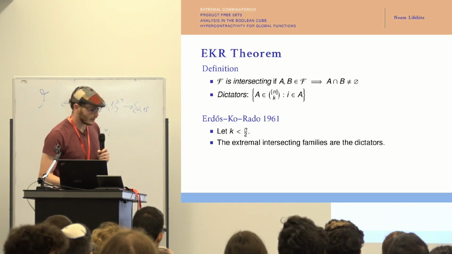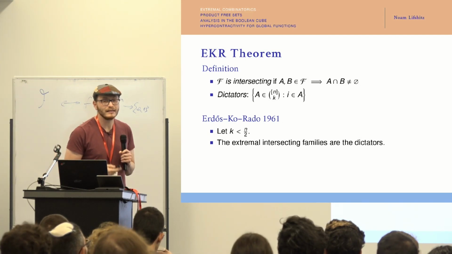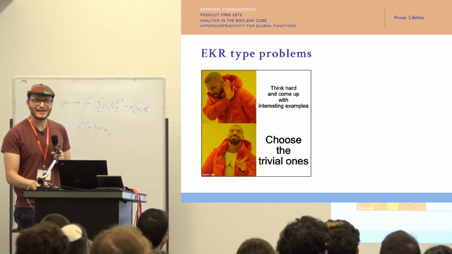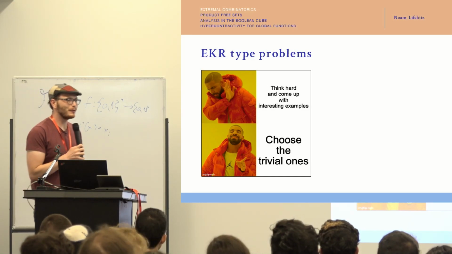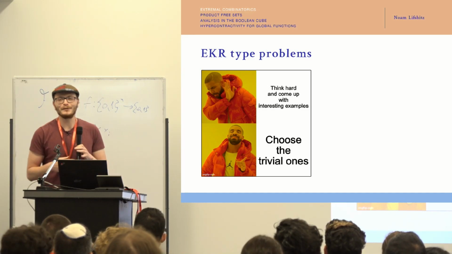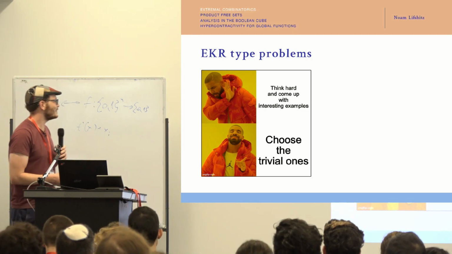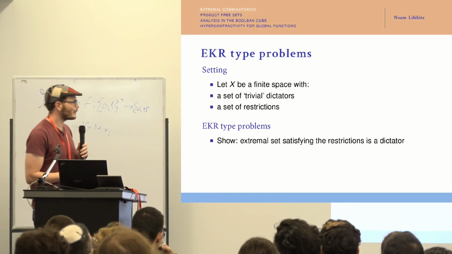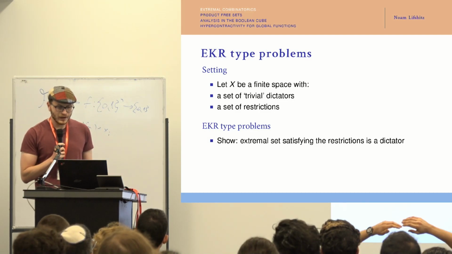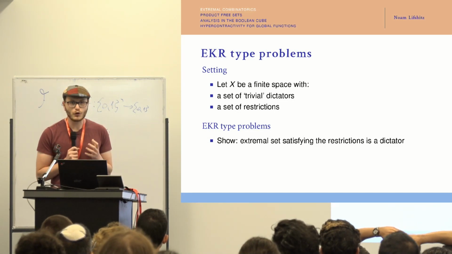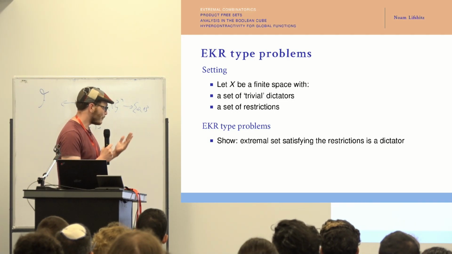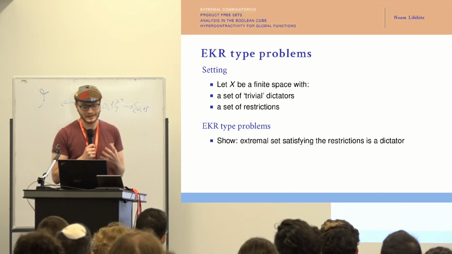And the Erdős–Ko–Rado theorem says that the dictators are the extremal intersecting families. And that's one of the themes of the Erdős–Ko–Rado theorem: if you want to come up with the extremal families, you can take the first thing that comes to your mind. You don't have to think hard in order to determine the extremal ones. And this theorem opened a subfield of Erdős–Ko–Rado type problems, when you have an extremal problem and you want to show that the extremal set for this extremal problem is a dictator.